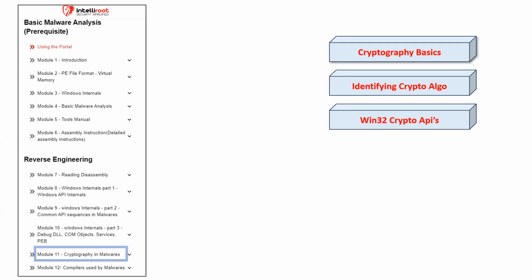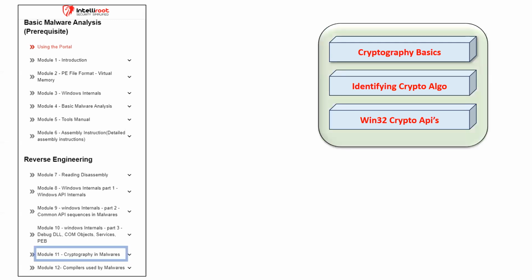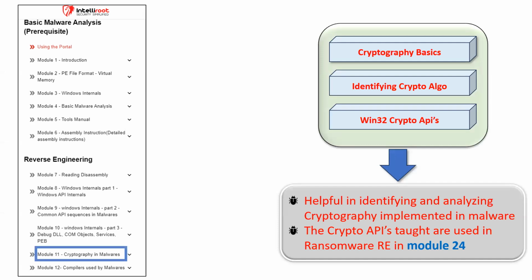It talks about the Windows 32 crypto APIs like CryptEncrypt, and whatever you learn in this module would be useful in later modules. The crypto APIs which you are going to learn in this module would be used in reverse engineering the real ransomware, which is covered in module 24.